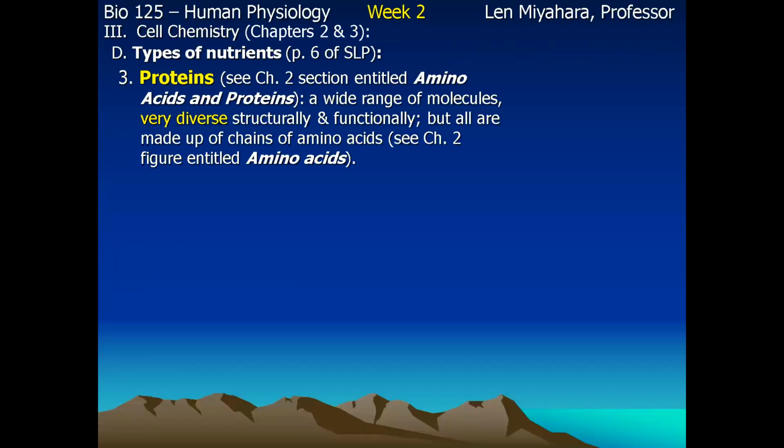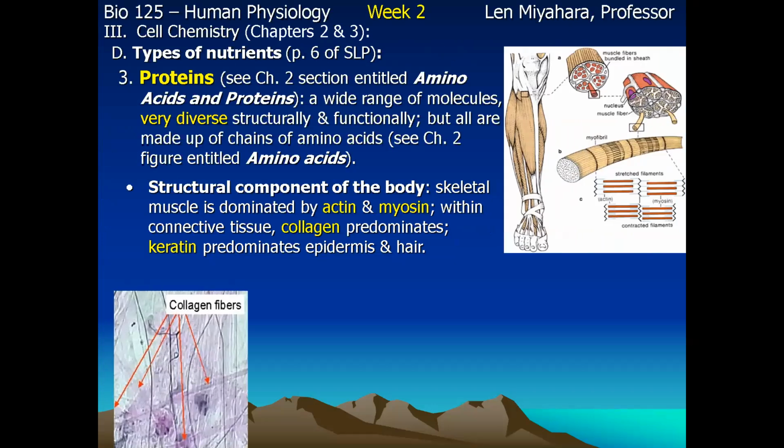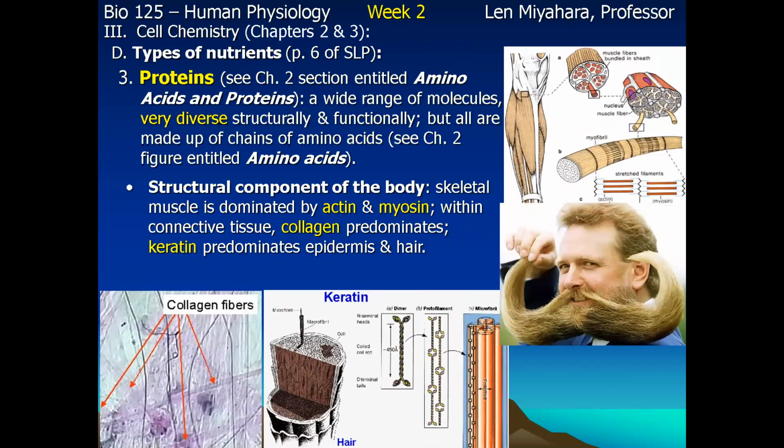All right. The third and last one is proteins. Again, the links are amino acids. This is the most diverse out of the 3 nutrients. This includes enzymes. It includes structural components of your body. In fact, when you look in the mirror, you're looking mostly at proteins.